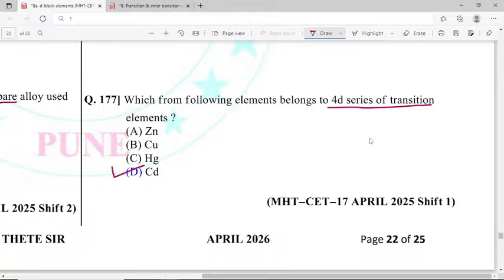Which from following is a 4d series transition element? Cadmium. Cadmium is the 4d series element, atomic number 48. Zinc has a 3d series, copper 3d. Zinc, cadmium, mercury, this is 5d. Atomic number of zinc is 30.